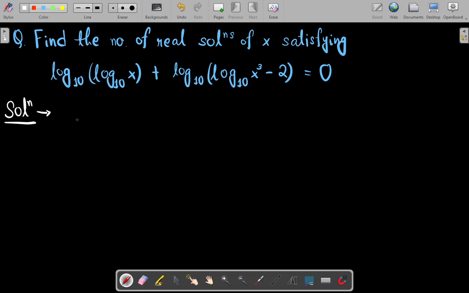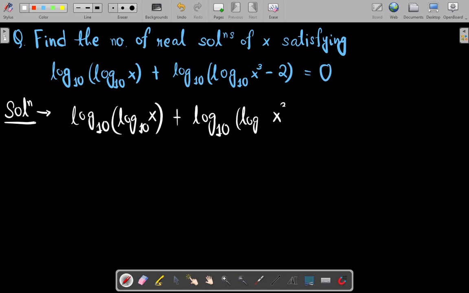First of all, in the equation we have log of log x base 10 plus log of log x cube base 10 minus 2 equal to 0. Now for each of these logarithms to be defined, each of these arguments has to be positive. So for this logarithm to be defined, this argument has to be positive. Similarly, the argument inside the second logarithm has to be positive.